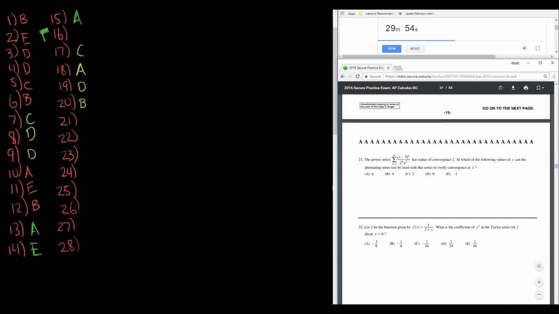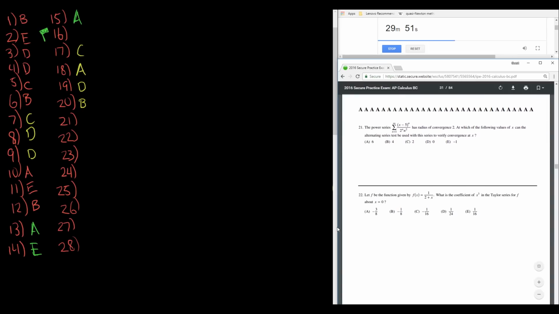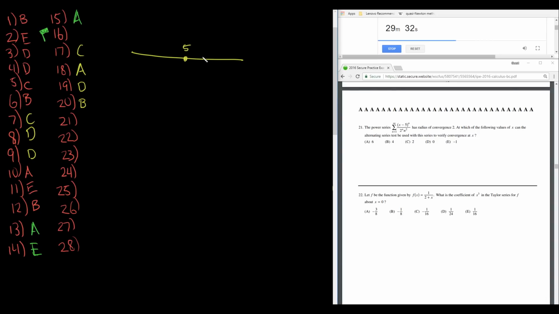One of the two. The power series has a radius of convergence 2. Which of the following x in the alternating series has to be used with the series to verify convergence at x? Which of the following x? Okay, so this series here, centered at x equals 5, means that with a radius of convergence 2, if this is 5, this is 6, 7, 4, 3, we can reach out as far as here, not including these, I believe.